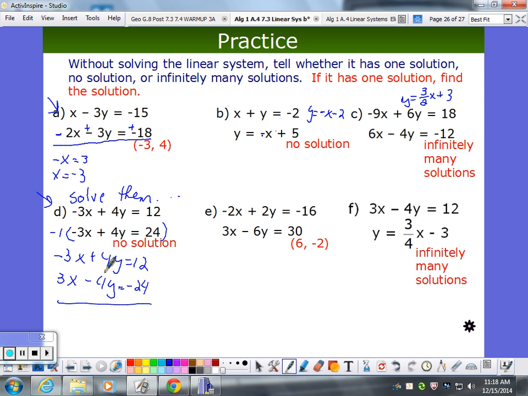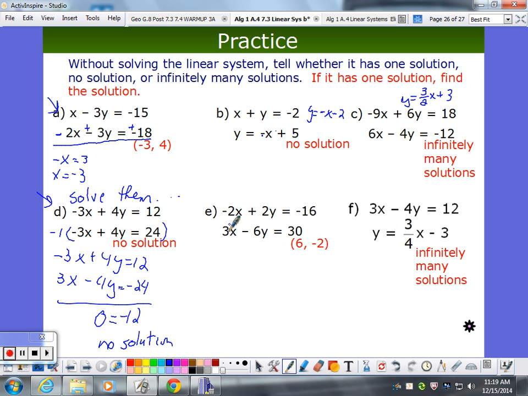And then I've got my opposites, but they're both opposites. So 0 equals -12, that's crazy. So when you get a false statement like that, it means there's no solution. So if you had solved this for y, you would see parallel, right.